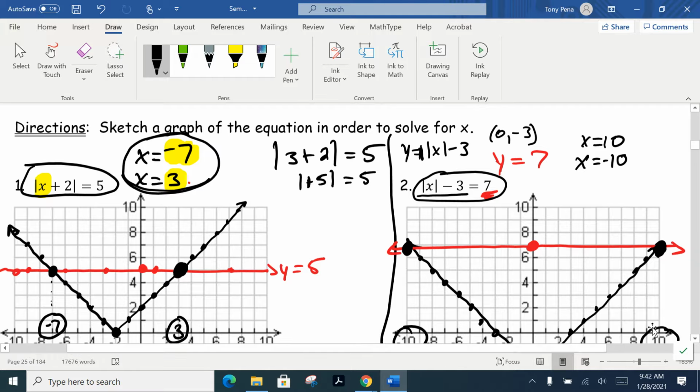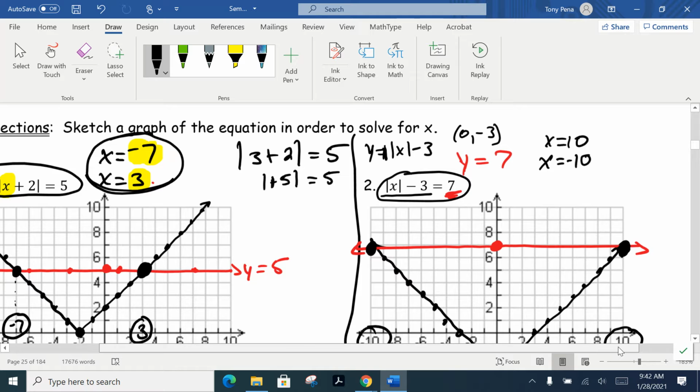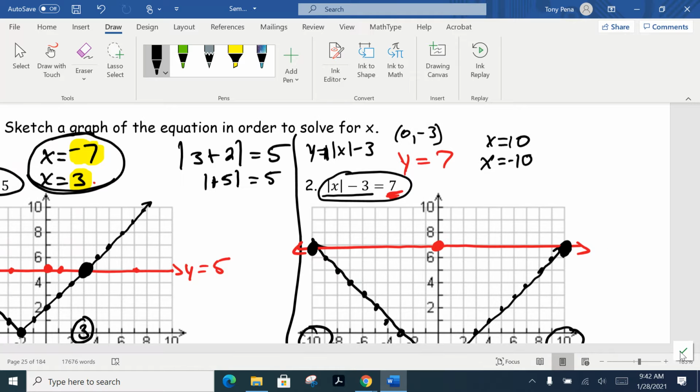But again, I want you to show this because we don't necessarily want to have to graph all of these, because it takes some time. So what we're going to do is now take this equation, the absolute value of x minus 3 set equal, I'm sorry, I wrote that wrong. And then minus the 3 equals a 7.